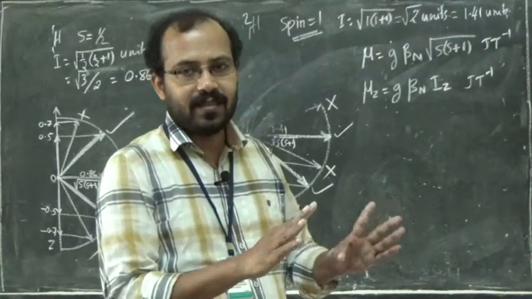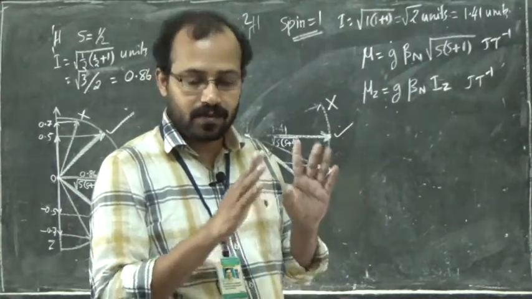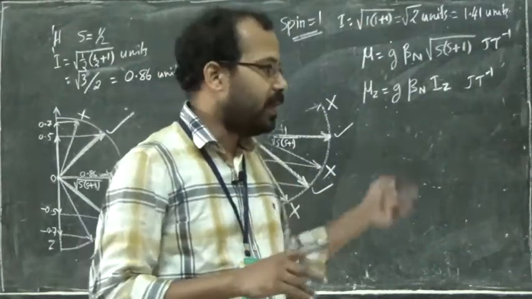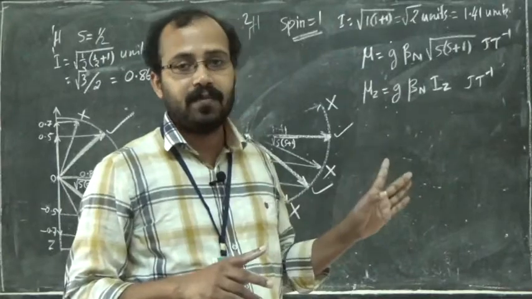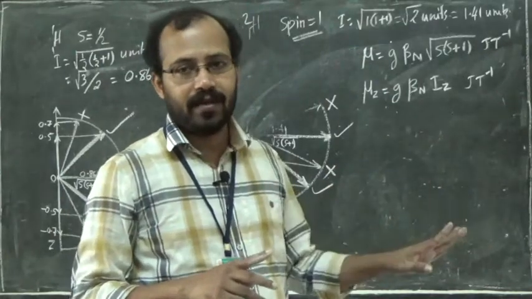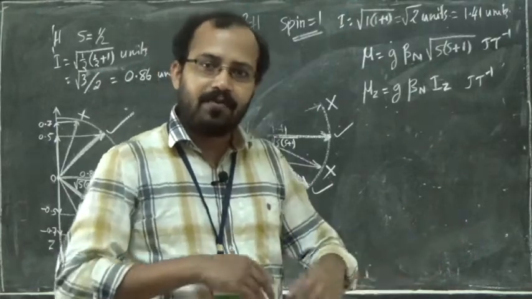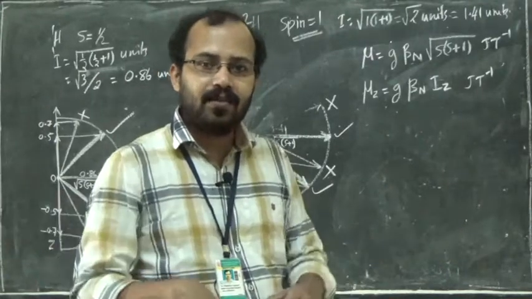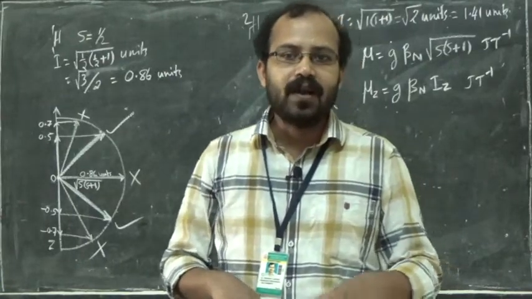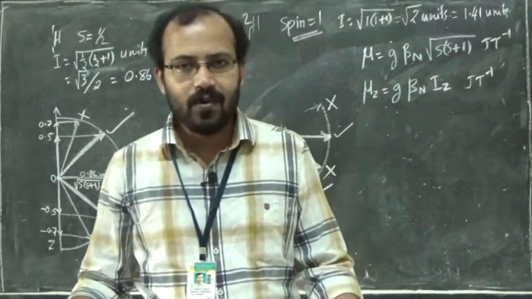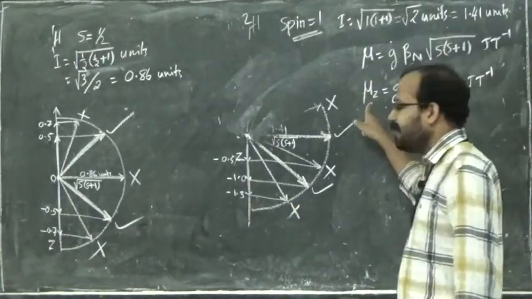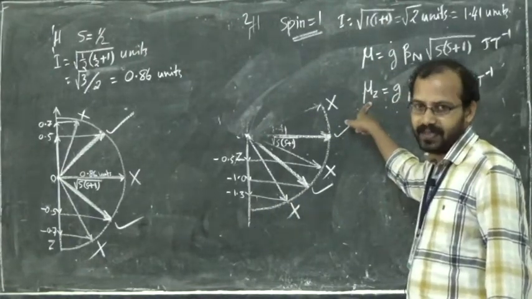But in our case, in most cases, G is positive. Therefore, Iz and mu Z will have the same sign, either positive or negative. Or we can say that whatever the direction of the angular momentum, the magnetic moment also will have the same direction. Whatever the direction of Iz, the same will be the direction of mu Z.